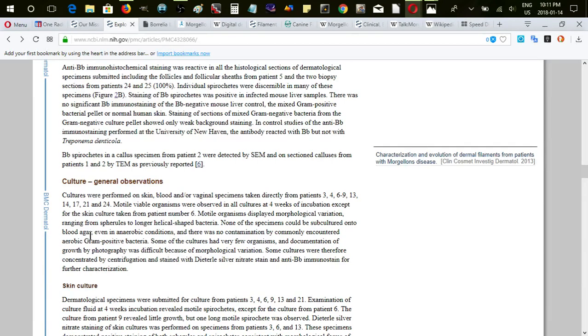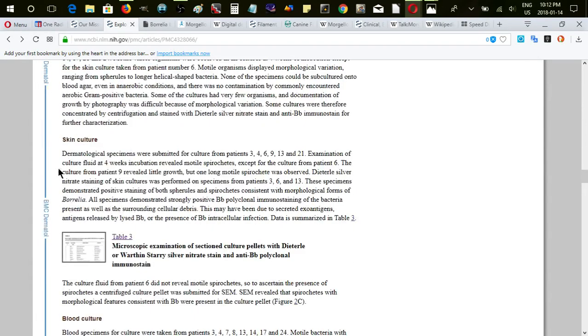So there is a way of culturing Borrelia on, I think, a BSK. And these Borrelia did not culture on BSK. So much culture, very few organisms. And so this is interesting because these spirochetes seem to be very, very variable. Skin culture, dermatology.